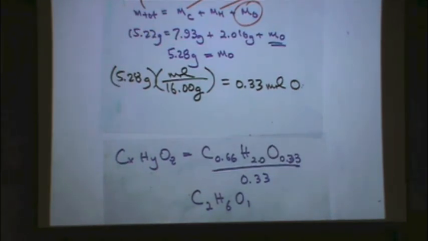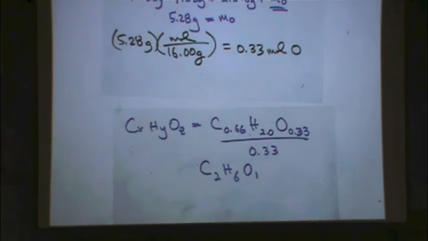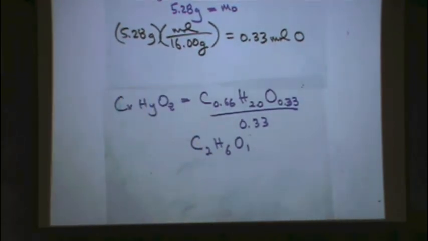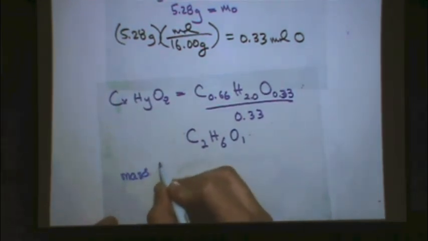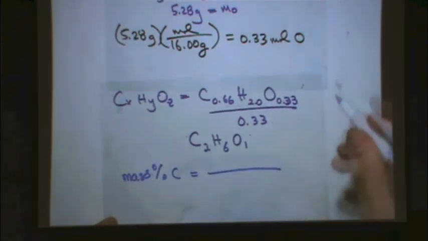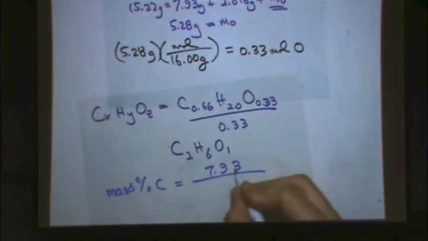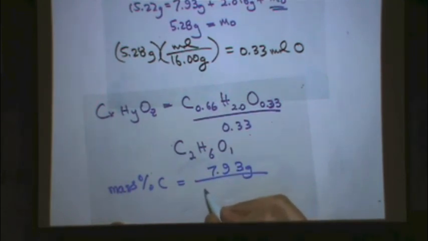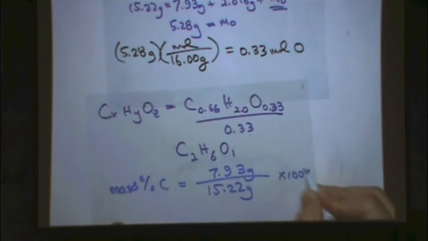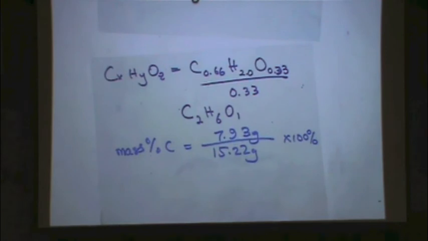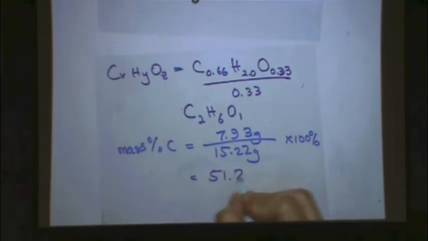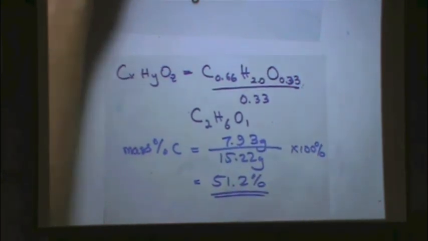Let's see. And bonus, what's the mass percent of carbon? So if they ask you to find the mass percent of carbon, and you can do this for hydrogen, you can do this for oxygen, it doesn't matter. But just focus on one. The mass percent of carbon would be the mass of carbon. We found that up above, 7.93 grams, and the total mass of the original compound, 15.22, that was given in the problem, times 100%, and that's the mass percent of carbon. This turns out to be 51.2. So these are easy problems to pair together.